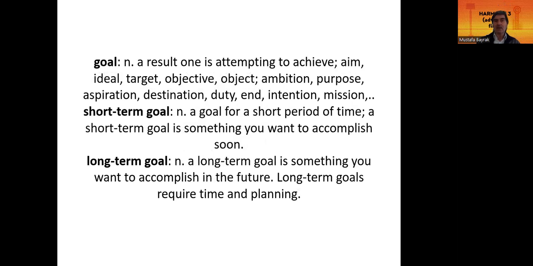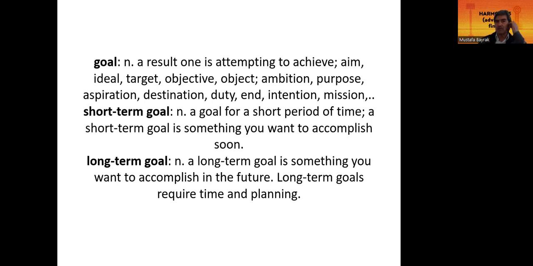Goal means, as a noun, result, that which a person is attempting to achieve. Goal also means aim, ideal, target, objective, object, ambition, purpose, aspiration, especially as destination, duty, intention, mission. Short-term goal or long-term goal. A short-term goal is a target which is for a short period of time.